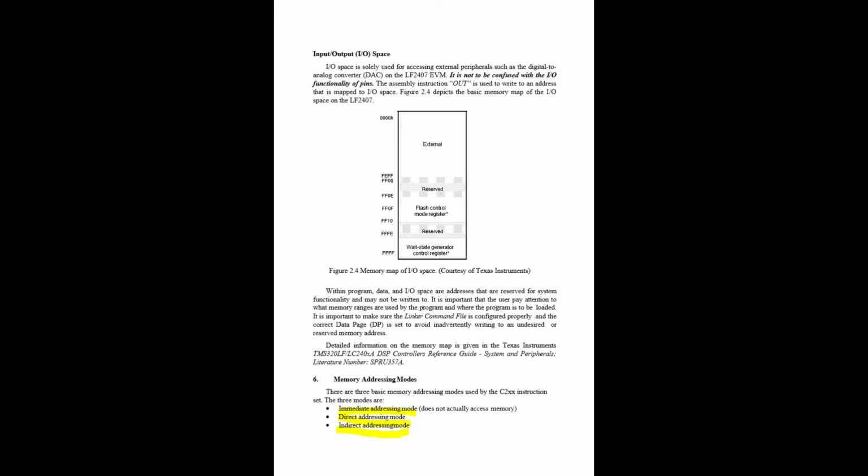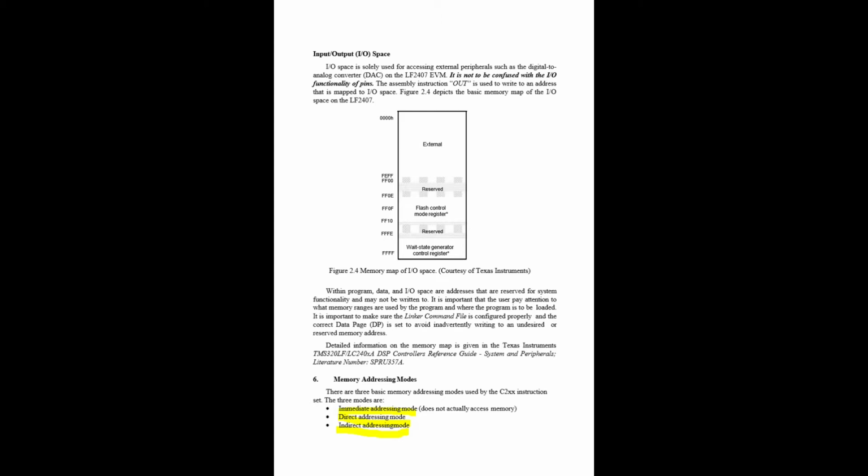Similarly, direct addressing mode is nothing but the instruction itself giving the address in the given instruction line. So you need not search for where the address is in order to take the data. The address is given in the instruction itself. If the data is given in the instruction itself, it is called immediate addressing mode. If the address is given directly in the instruction, it is direct addressing mode. And the third one is indirect addressing mode.